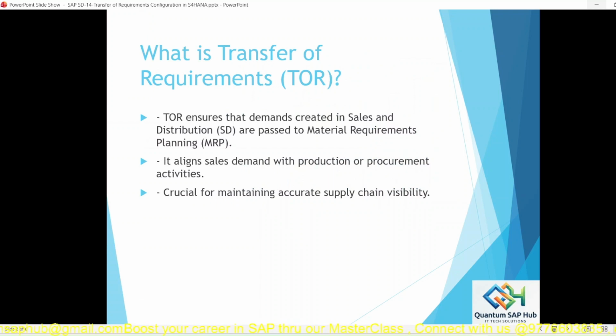So what is transfer of requirement? This ensures that the demands created in Sales and Distribution are passed to material requirement planning. So you are transferring this sales order requirement to MRP planning. What will MRP planning do?